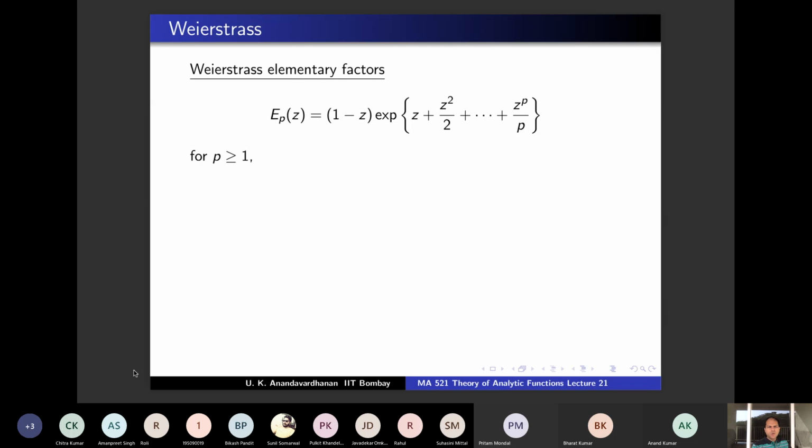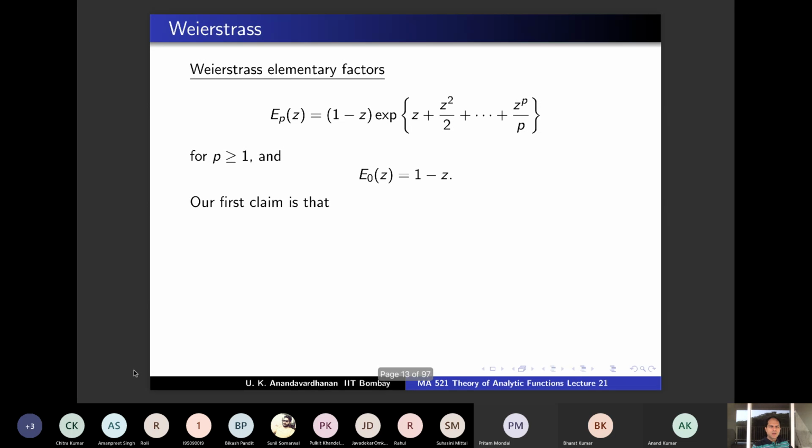And we need E_0 also. E_0 is just 1 minus z. So once again, z equal to 1 is the only zero. So here are a number of functions. For each natural number, there is an elementary factor defined in this particular way, and this has the property that z equal to 1 is a zero and there's no other zero. And we will be taking infinite products of these kinds of factors to prove what we want.